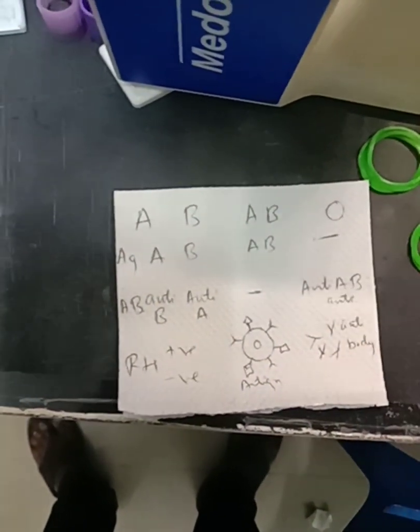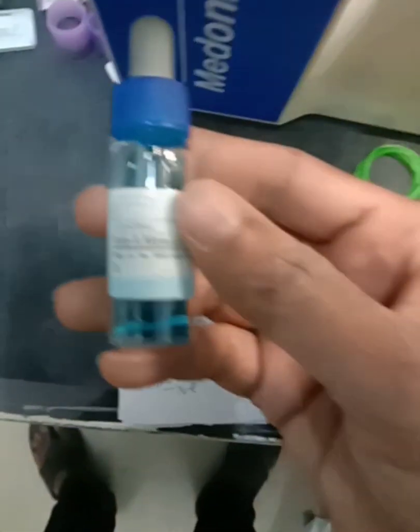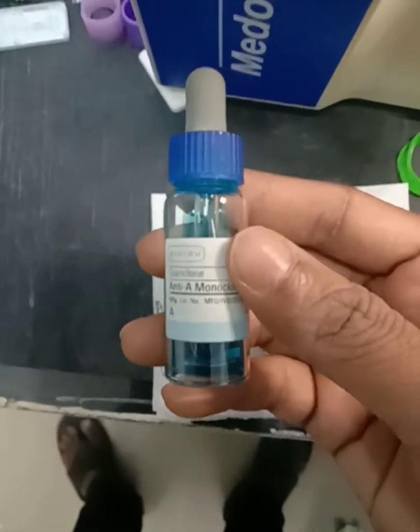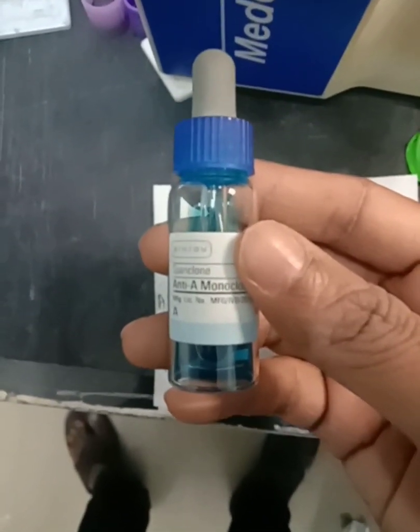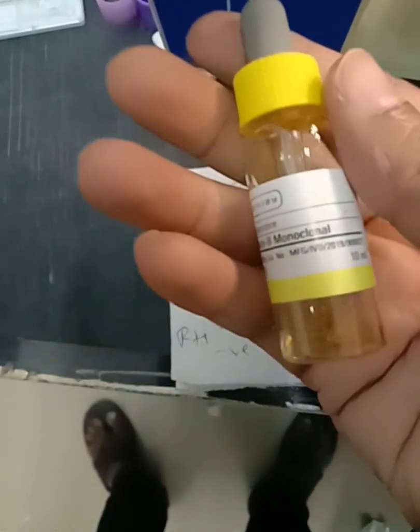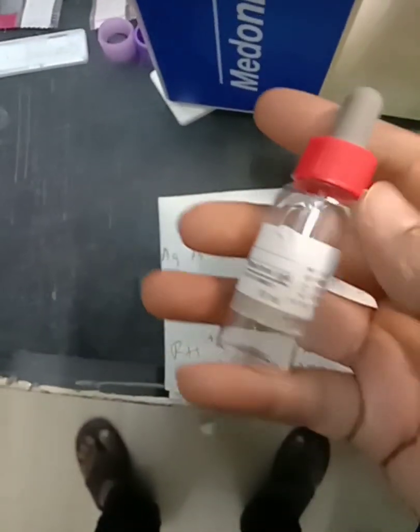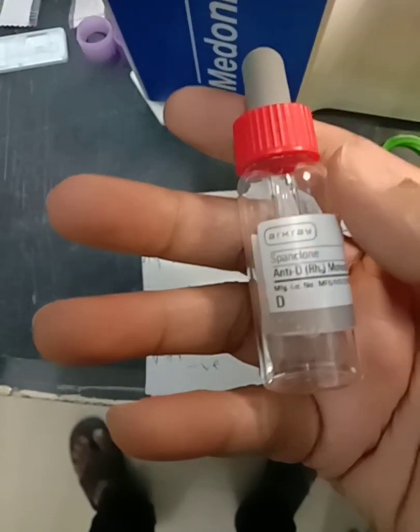In the laboratory we use antibodies against antigens to detect blood group. This blue color is anti-A antibody. Yellow color is anti-B. This white is anti-D.